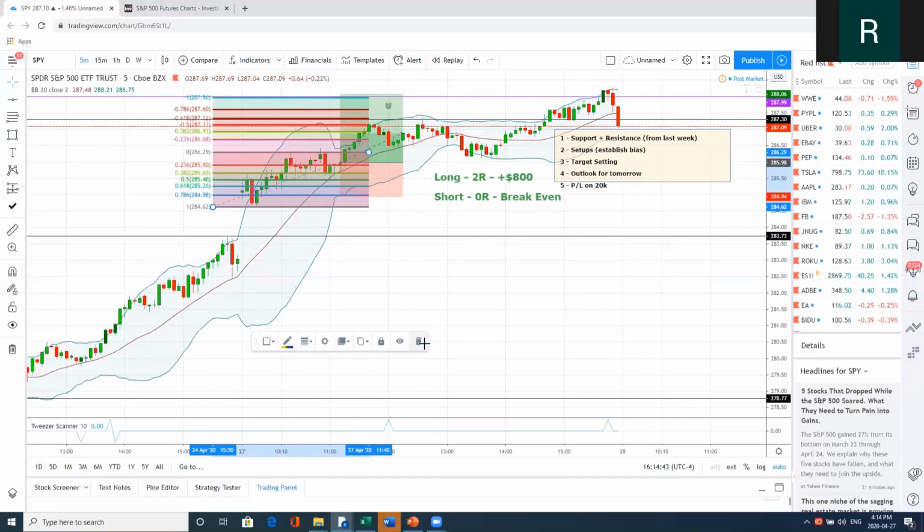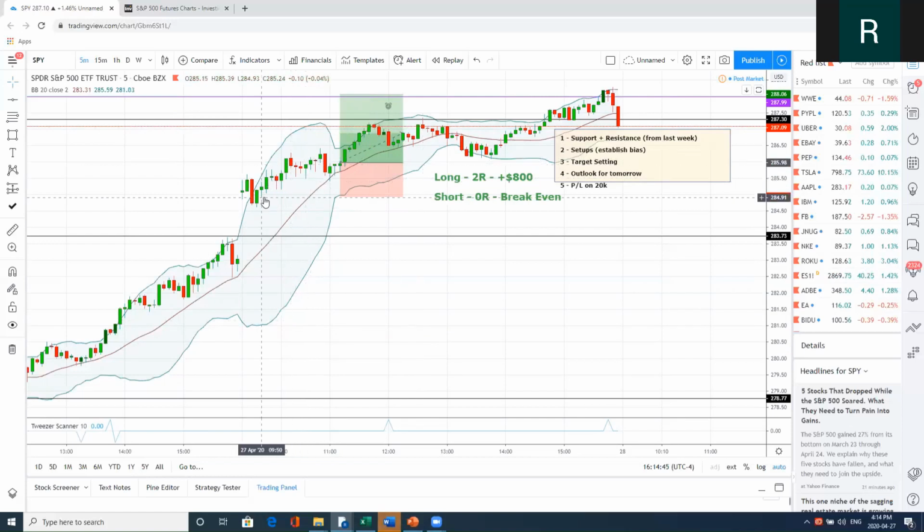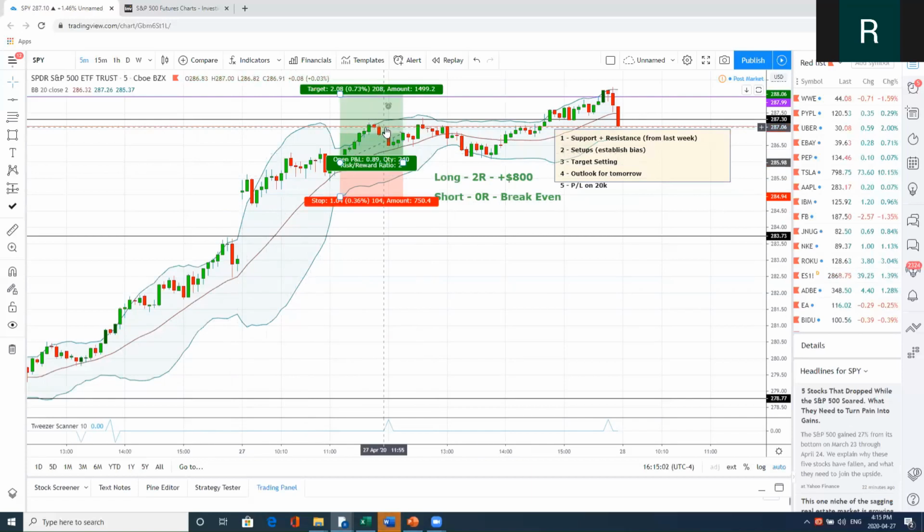So your setup would be to get in above this high, with a stop loss either at the 786 or at the low of the day, and taking that long because of the bias that's already established, okay? So we take that long, and if you just rode it all day, trailing at these swing lows, you would have hit 2R, and you would have made your targets.